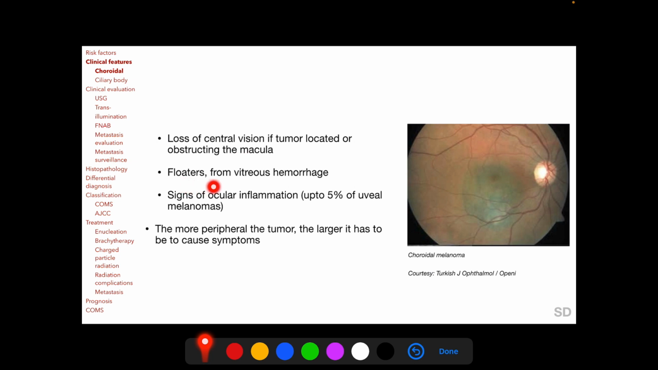Floaters can occur from vitreous hemorrhage when the tumor invades through the retina, and there can be signs of ocular inflammation in up to 5% of uveal melanomas. Typically, the more peripheral the tumor, the larger it has to become to cause symptoms.